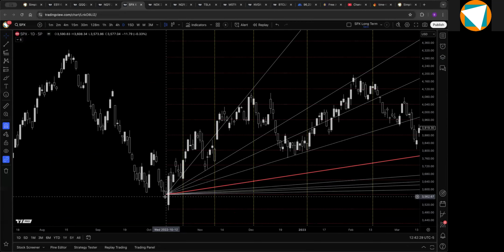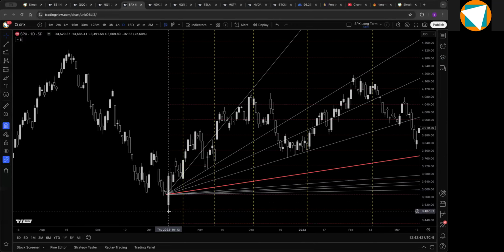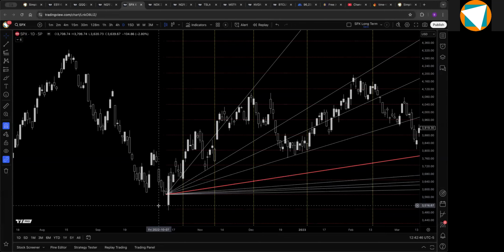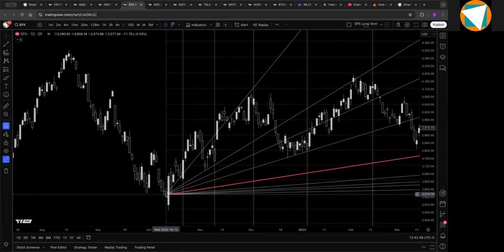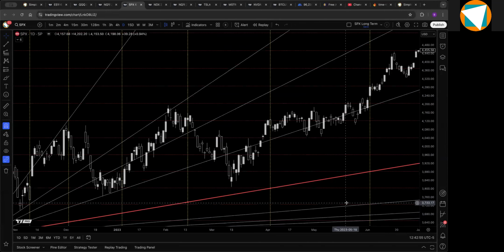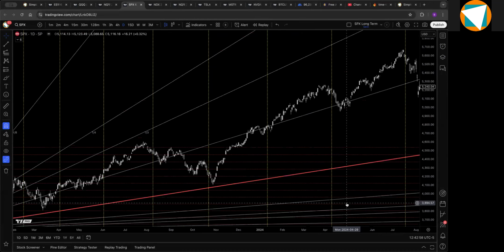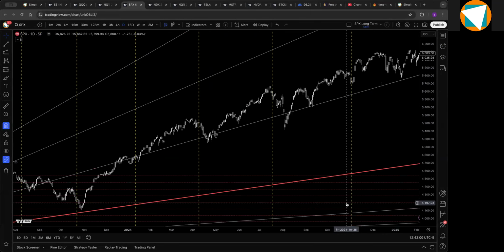Personally, I like to anchor the fans and the square of nine to the low of the bar with the lowest close. So this is the bar with the lowest close. This next bar had a lower low, but it had a fairly high close. So that's why it's anchored here on October 12th and not here October 13th. Okay. So that's just personal preference. I want you to understand that logic, though.